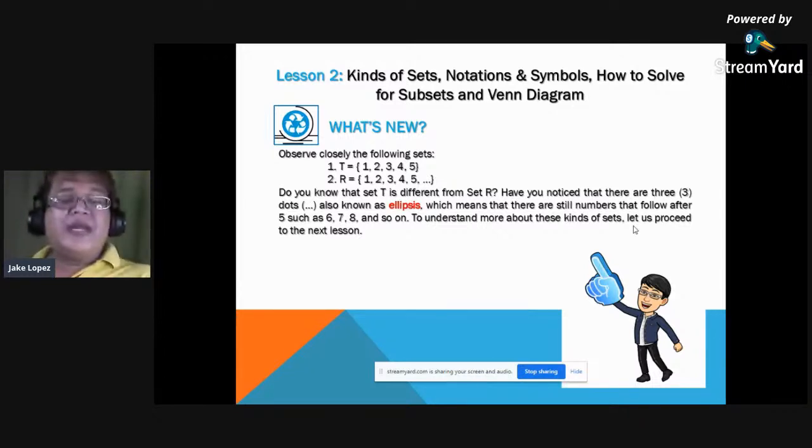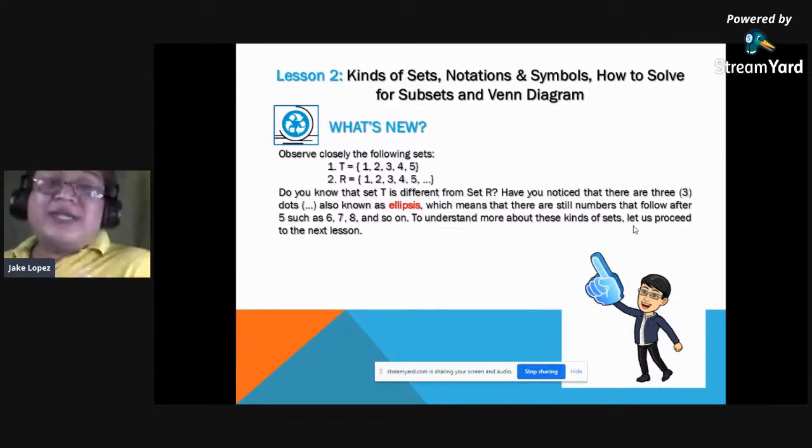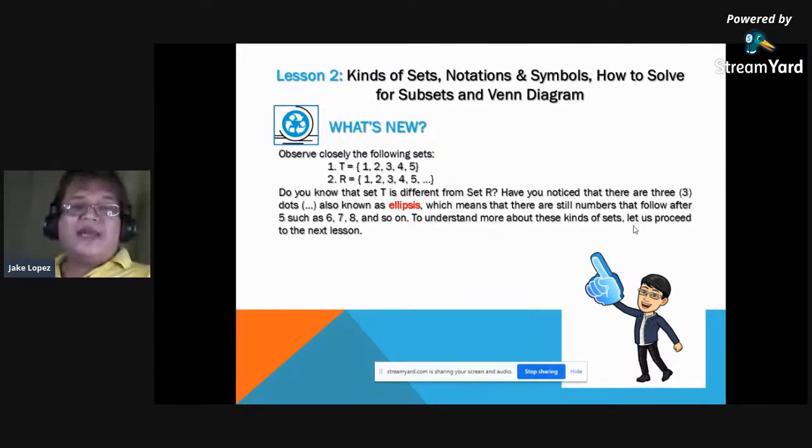Okay, so observe closely the following sets. We have number 1, set T is equal to 1, 2, 3, 4, and 5. And set R is equal to 1, 2, 3, 4, and 5. Do you know that set T is different from set R? So may kaibahan ba sila? Ano kaya? Have you noticed that there are three dots na may tatlong period? Ibig sabihin ay tinatawag yan siyang ellipses, which means that there are still numbers that follow after 5, such as 6, 7, 8, and so on and so forth. So ibig sabihin ng dot, marami pa siyang numbers na included. Okay? So to understand more about these kinds of set, let us proceed to the next lesson.